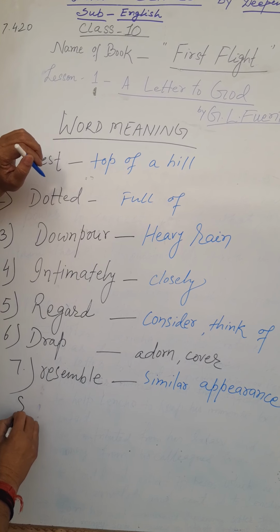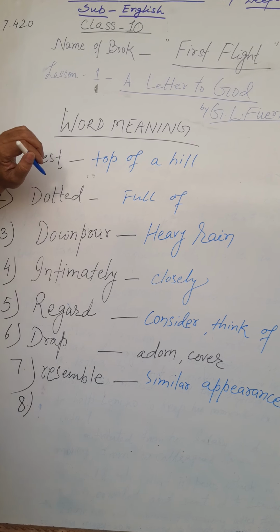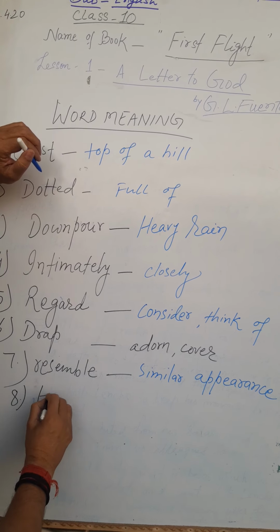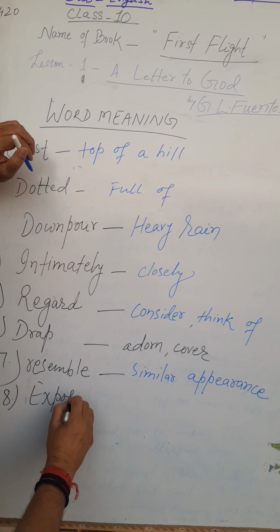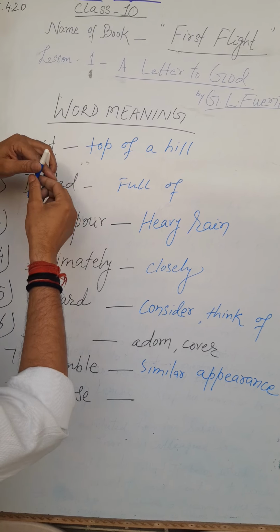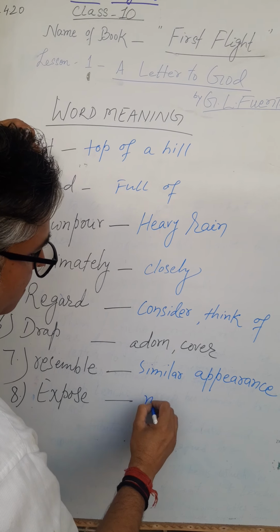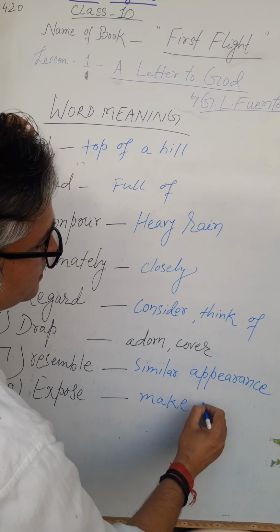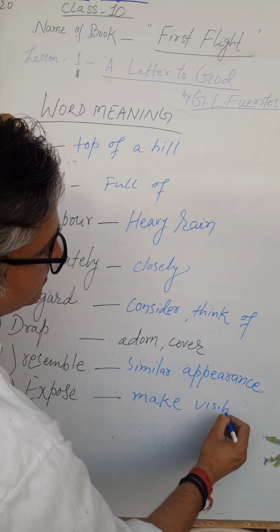Next, number 8, expose. When something is exposed, what happens? It is visible to all. Make visible.